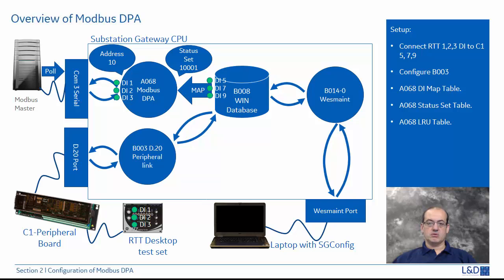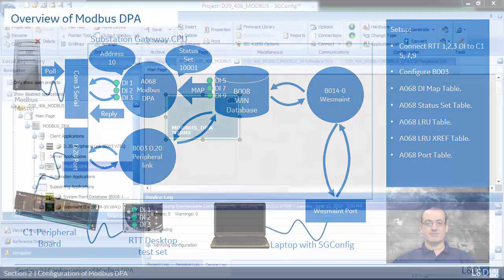LRU table. So when the master sends a poll, it needs a communication port specific to that poll. And in order to connect the logical remote unit to that communication port, we need to configure the cross-reference table to the logical remote unit. And finally, we'll configure the port in order for the RTU to respond via that port. In this case, in the port configuration table, we're going to configure COM number 3 connected to the LRU address 10, which is connected to status set 10,000, under which there are 3 points, 1, 2, and 3.